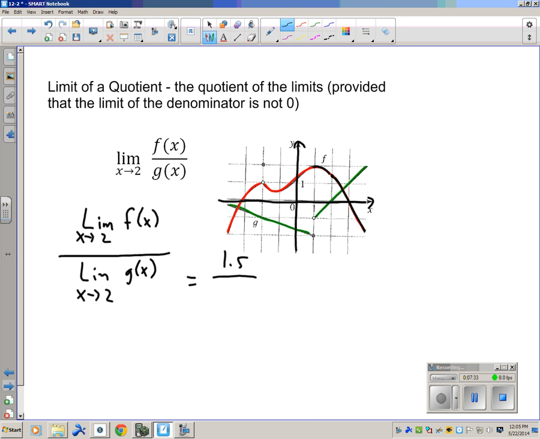And then if I look at g of x as x approaches 2, from the left we're approaching there, and from the right we're approaching there as well, so that value is 0. So you've got 1.5 divided by 0, and you can't divide by 0. So it's undefined, does not exist.